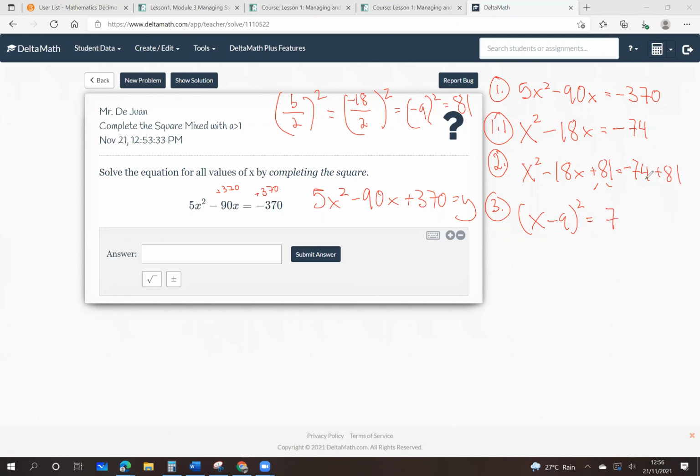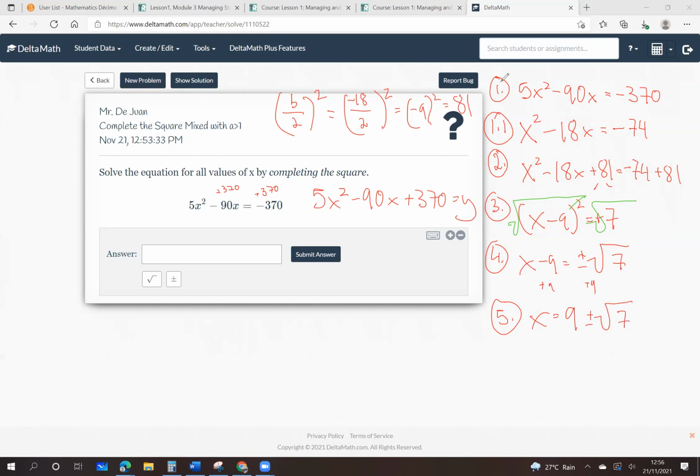Which is the bigger number? 81, positive 7. Step 4, take the squared root of 7. So what do we have? X minus 9 equal to the positive minus square root of 7. Plus 9 plus 9. X equals 9 plus minus the square root of 7.